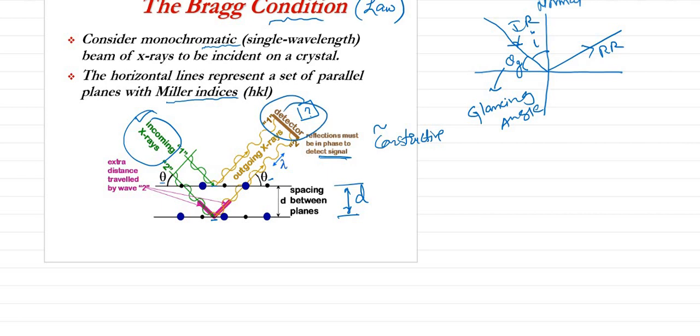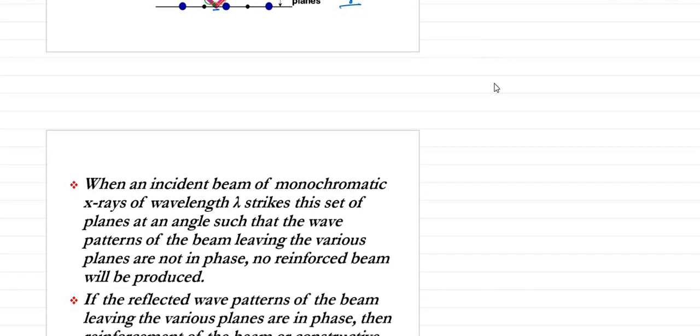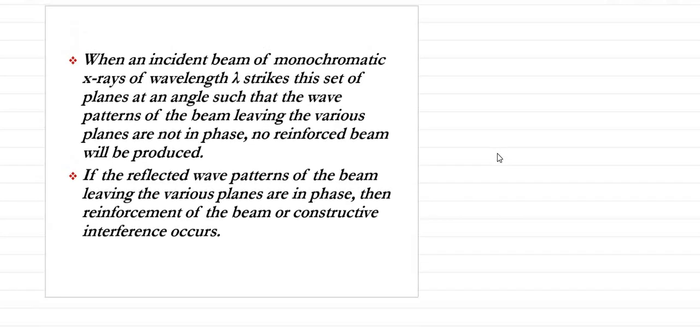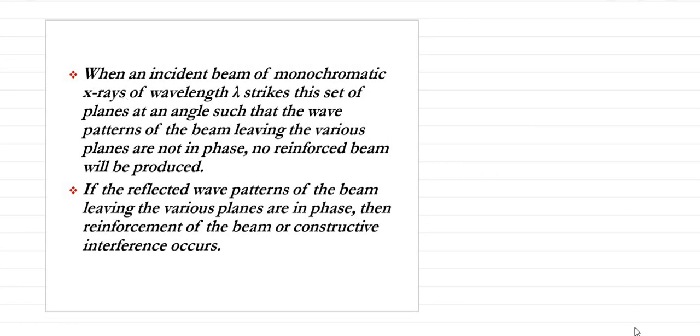Otherwise, we will have the black spot, that means there is no atom present, right. Now, that diagram we have explained here. When an incident beam of monochromatic X-rays of wavelength lambda strikes this set of planes at an angle such that the wave patterns of the beams leaving the planes are not in phase, that means there is no reinforcement and there will be no spot here. Moreover, here it is destructive interference, if both the rays coming out are not in phase.